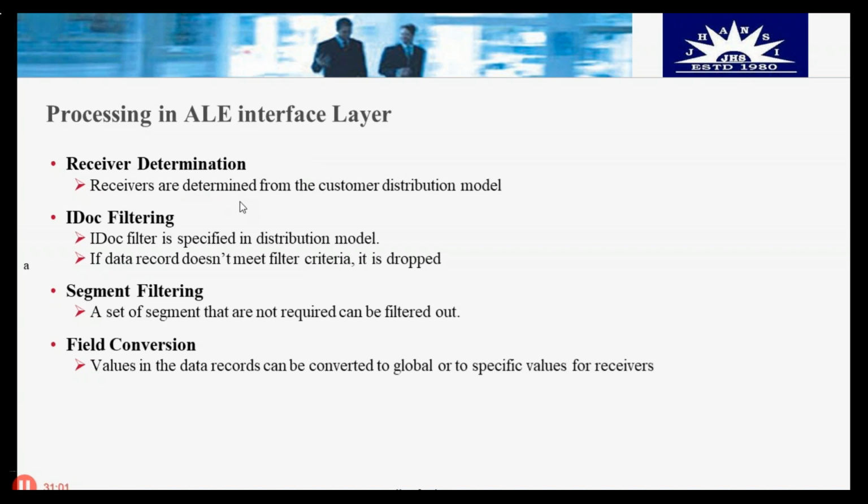Then we have the receiver determination. Receivers are determined from the customer distribution model. So IDoc filtering: the IDoc filter is specified in the distribution model. If a data record doesn't meet the filter criteria, it is dropped. Segment filtering: a set of segments that are not required can be filtered out. Then field conversions. We'll be discussing these things in detail when we have the flow.